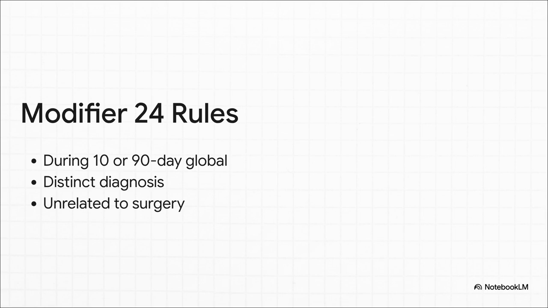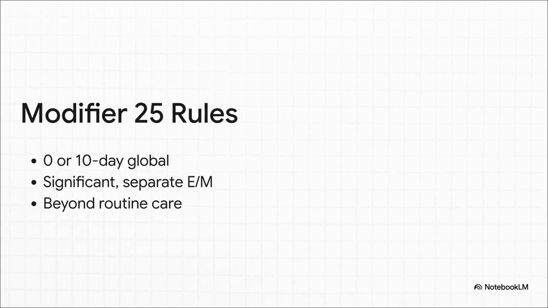So the rules for Modifier 24 brilliantly highlight a major CPC exam trap. You use this during a 10-day or 90-day global period, right? But here is the golden rule you cannot forget. The diagnosis for this E&M visit must be completely distinct and unrelated to the original surgery. For example, if a patient comes in during their 90-day hip replacement global period for, say, a random sinus infection, you use 24. But if they're coming in for surgical pain, nope, that's bundled, and using 24 there is a massive audit trap.